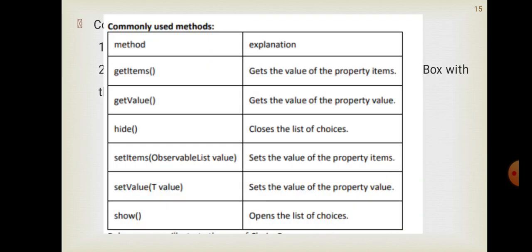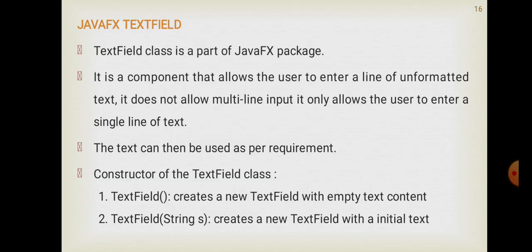The methods we are using here are getItems, getValue, hide, setItems, setValue, and show. What is the use of getItems? It is used to get the value of the property items. getValue is used to get the value of the property value. hide is used to close the list of choices. setItems is used to set the value for the property items. setValue, with a single value, is used to set the value for the property value. And show is used to open the list of choices.